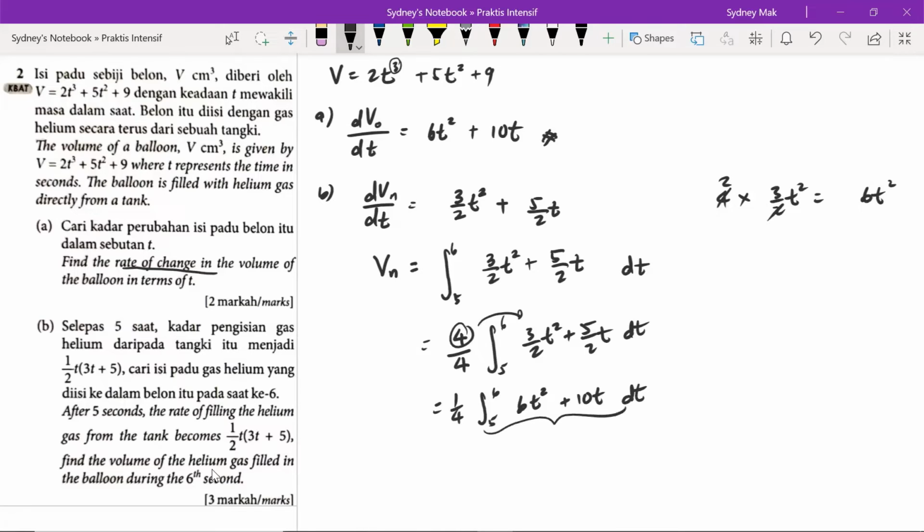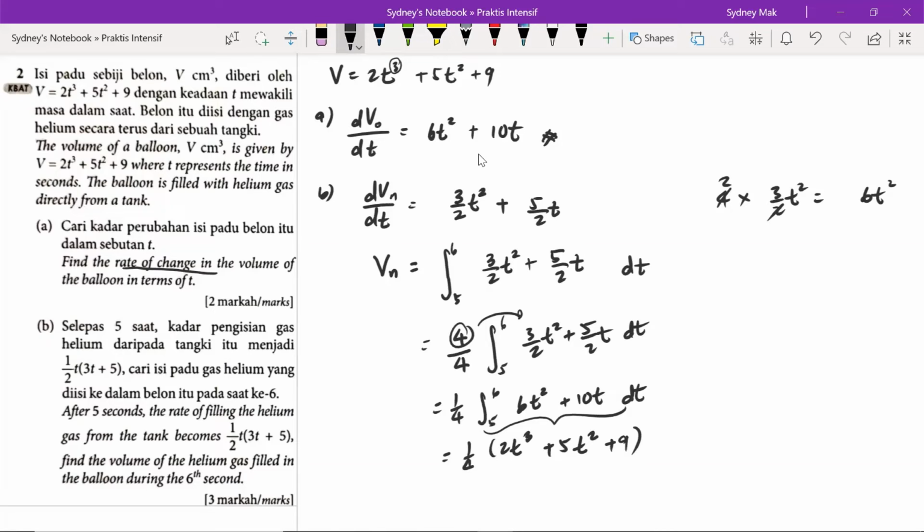Isn't it this one is our original volume? So when we differentiate the original volume, we get 6t squared plus 10t. So when we do the reverse, integrate 6t squared plus 10t, we get back the original function of volume, that is 2t cubed plus 5t squared plus 9. So this will be the volume from after the 5 seconds, from second number 5 onwards.